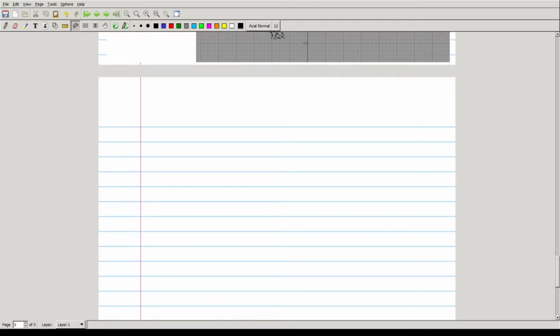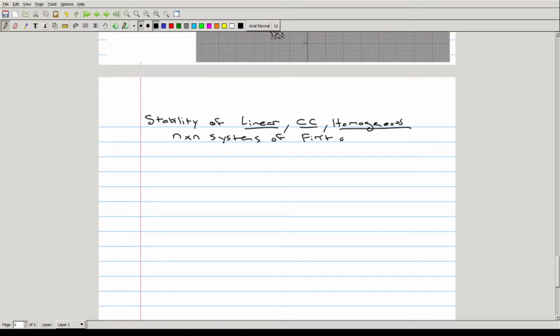So with this thorough understanding of 2x2 systems, let's now move our attention to a general n by n system and discuss the stability of constant coefficient, linear, homogeneous n by n systems of first order ODEs.